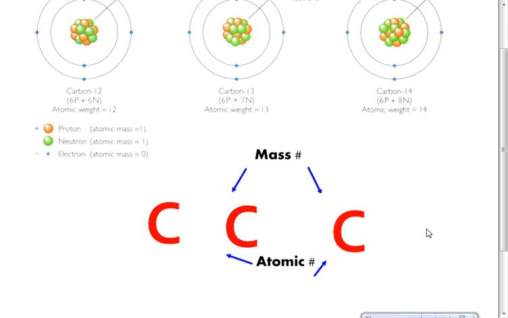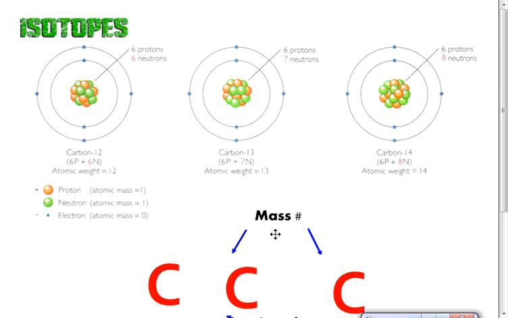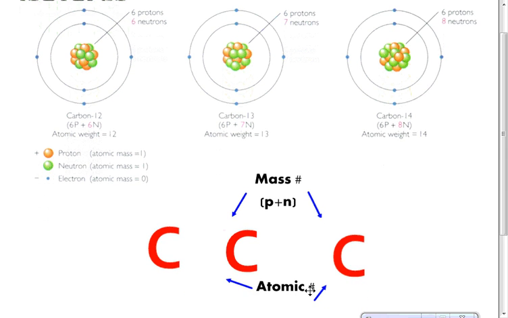First, let's review. What is the mass number? The mass number is the protons and the neutrons, so it's all the mass in my nucleus. Make sure you know that the mass number is the protons and the neutrons. What's my atomic number? It's the number of protons.